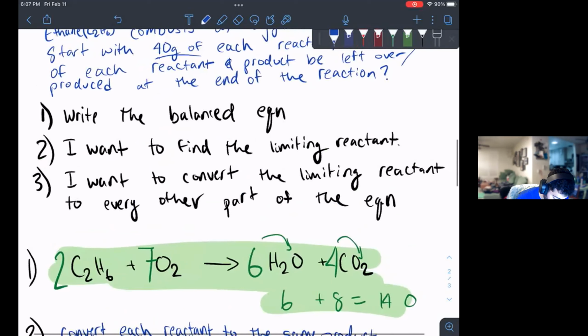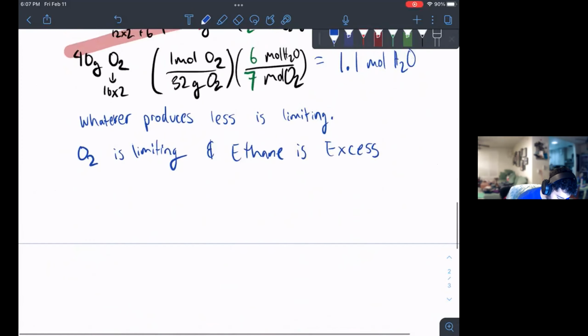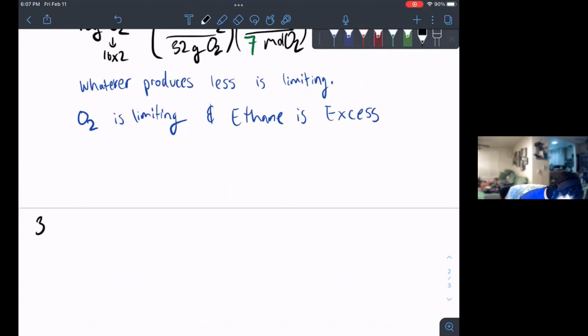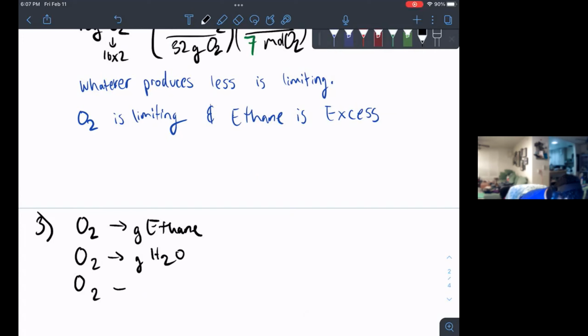Now, step 3. I want to convert the limiting reactant to every other part of the equation. So step 3 is honestly the longest and most arduous process here. We're going to convert O2 to gram ethane. We're going to convert O2 to gram H2O and O2 to gram CO2.